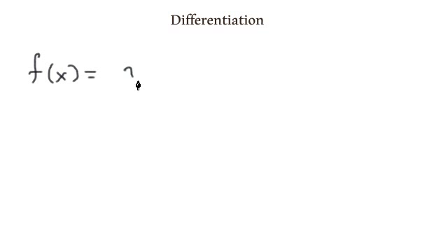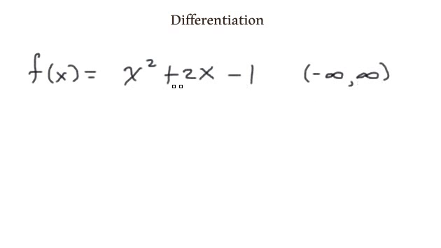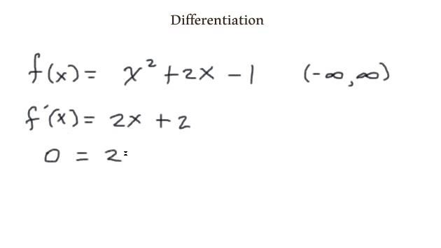So we have f of x is equal to x squared plus 2x minus 1. And remember, we're on the interval between negative infinity and positive infinity. This is the interval we're on. First thing I'm going to do is take the derivative of this. Hopefully you know how to take the derivative of something as easy as this polynomial. And then what we're going to do is find the critical numbers. We're going to take the derivative, set it equal to 0, and solve for x.